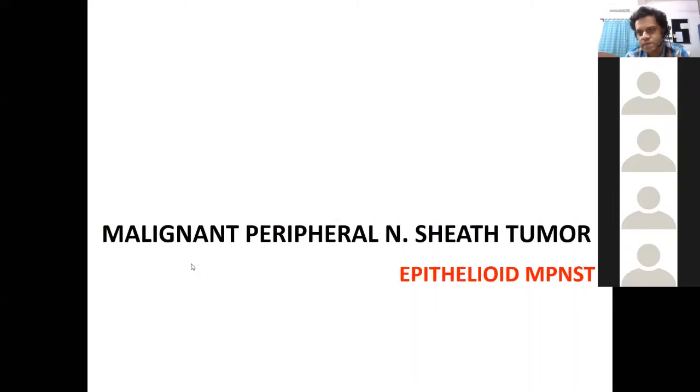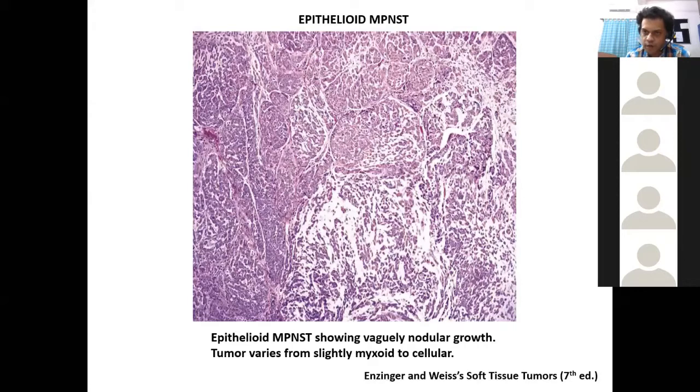The last entity of the group is a variation within this MPNST category, which is a very well-known entity, epithelioid MPNST. It is rare. I could not find images, so I'm taking that from Enzinger. It shows a vaguely nodular growth pattern. And within these nodules also, can you make out these alternating zones of hypo and hypercellularity? So this hypocellular myxoid with alternating hypercellular zones is retained across all types of MPNSTs.